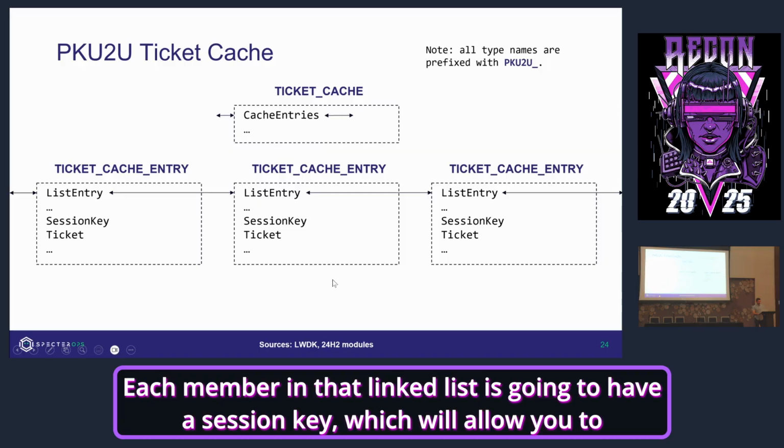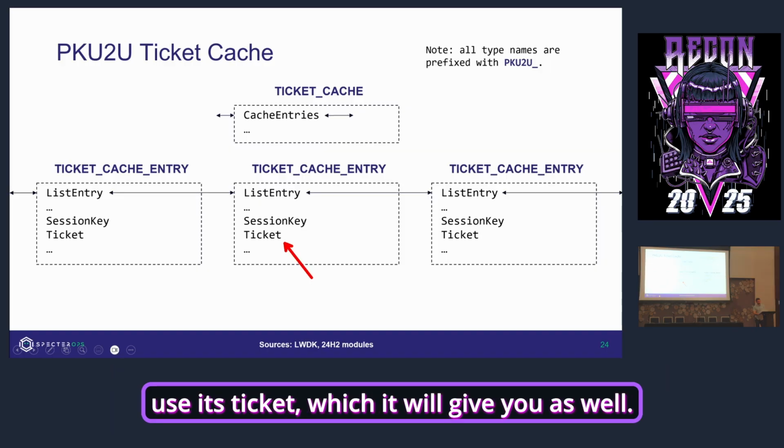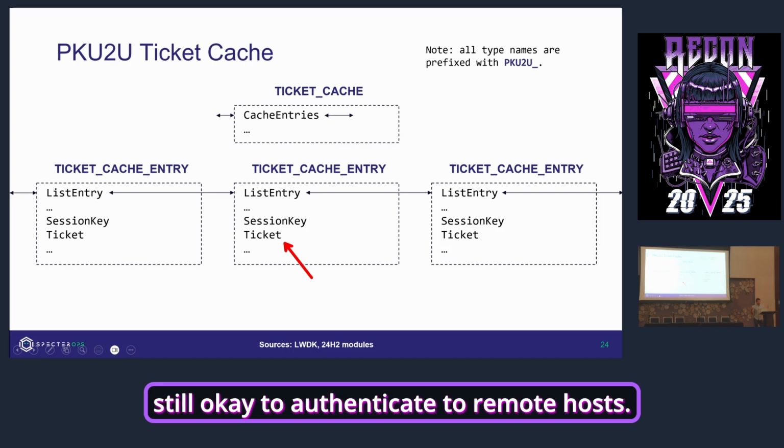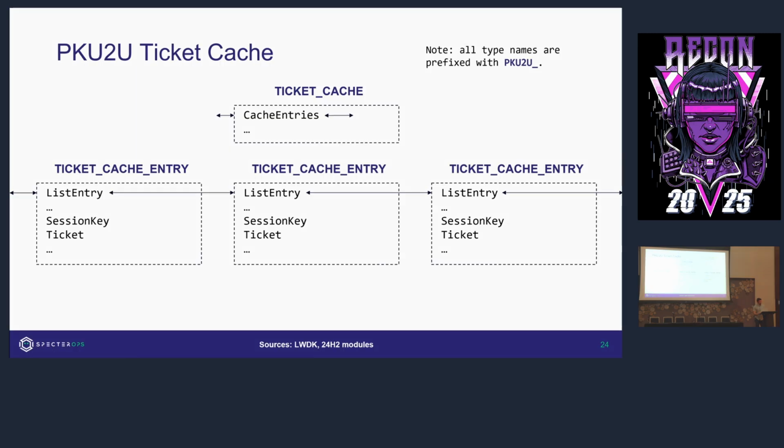Each member in that linked list is going to have a session key, which will allow you to use its ticket, which it will give you as well. These tickets, just because of how this protocol works, they're going to be TGSs, but that's still okay to authenticate to remote hosts.